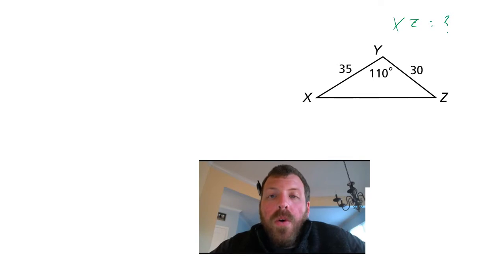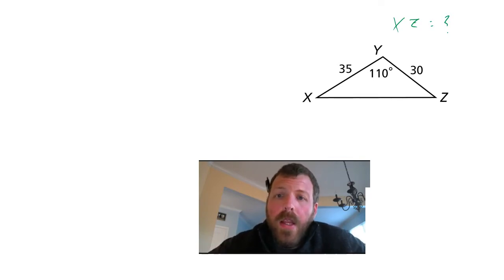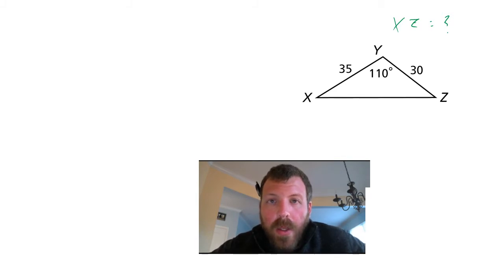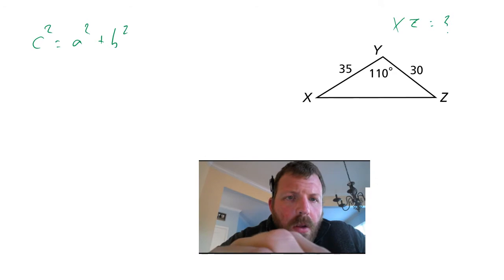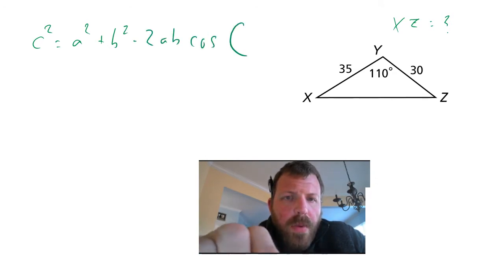Remember, in order to use the law of cosines, we need to have side angle side or side side side. I do have a side, I do have another side, and this is my angle. My angle is located between my two sides, therefore I can use the law of cosines. The law of cosines is c squared equals a squared plus b squared minus 2ab cosine of big C.